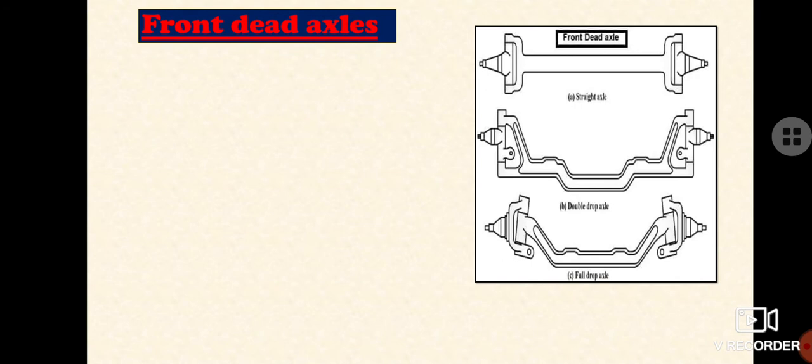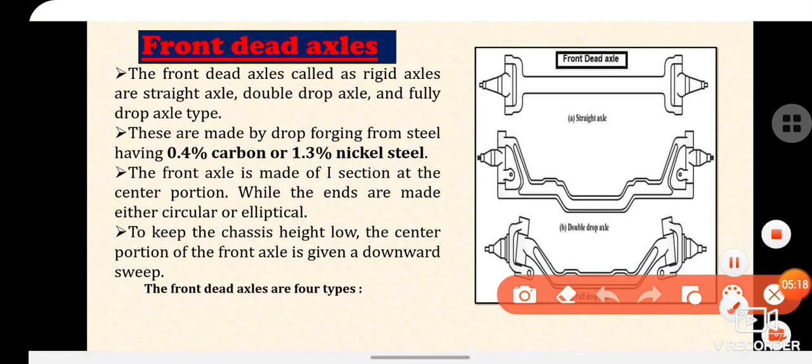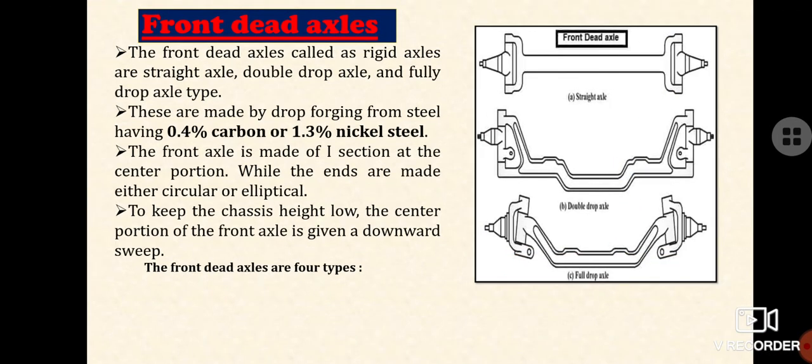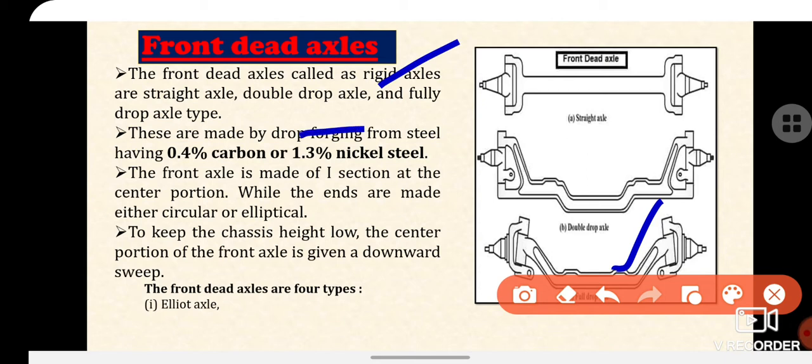Now, the front dead axle. As shown in this picture, there are three types. This is the straight axle, this is the double drop axle, and this is the fully drop axle. Generally the front axles, which are called rigid axles, are straight axle, double drop axle, and fully drop axle.